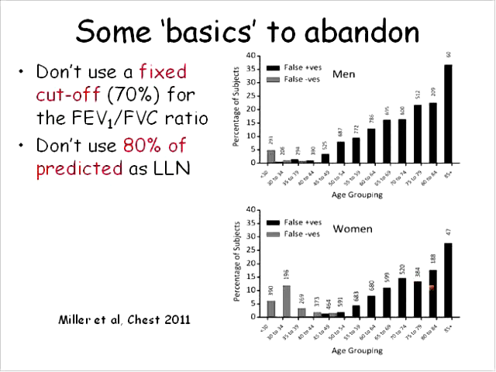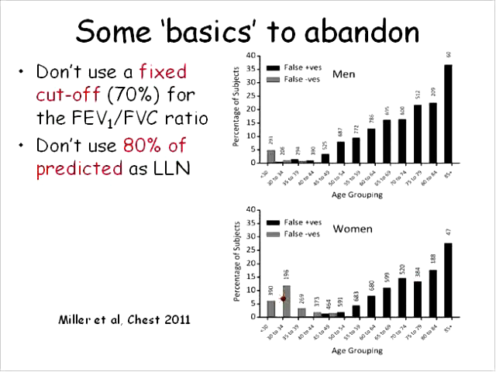the dark bars for males and the dark bars for females represent the patients who would be misclassified as having obstructive lung disease using a fixed cutoff of 70% for the FEV1 ratio and a fixed cutoff of 80% as the delineating line between mild and moderate obstructive lung disease. You'll probably also notice that there are some false negatives as well.